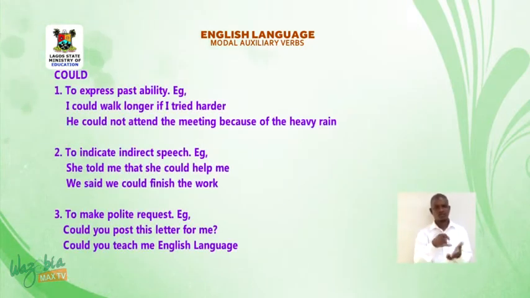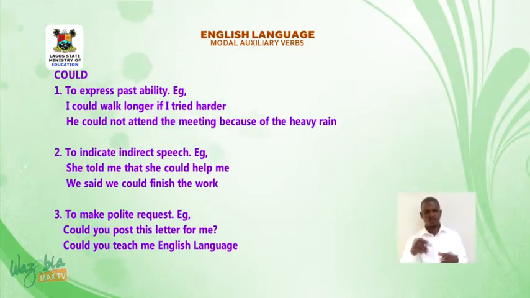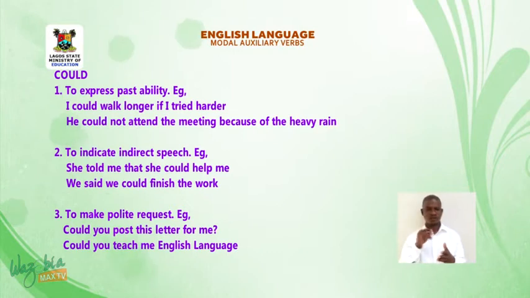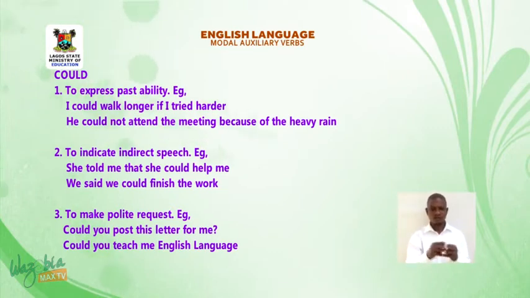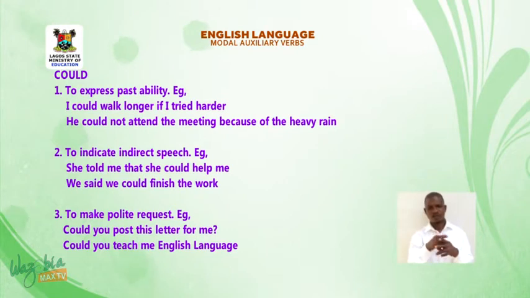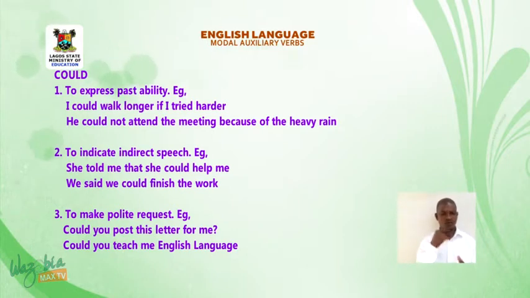Could. It is used to, one, express past ability. For example, I could work longer if I tried harder. He could not attend the meeting because of the heavy rain. Two, to indicate indirect speech, for example, she told me that she could help me. We said we could finish the work.